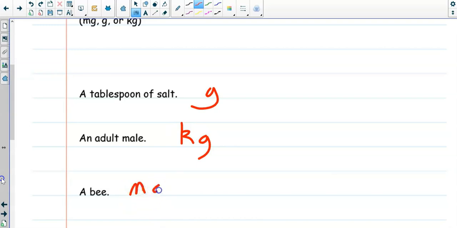Because the bee, if you think about out of all of these, the bee is the lightest. The bee is like a feather because there's nothing really to it. Okay? So that's why I say the tablespoon of salt has a little bit more weight than the bee. There's a difference between those. The bee would be measured in milligrams. The tablespoon of salt would be a little bit more like grams. Okay? It's a little bit heavier, especially depending on the salt that you use.